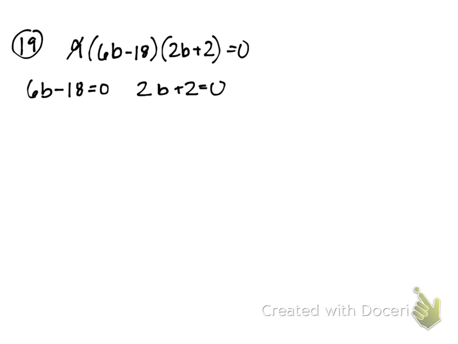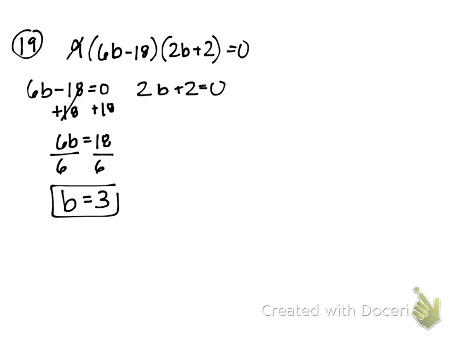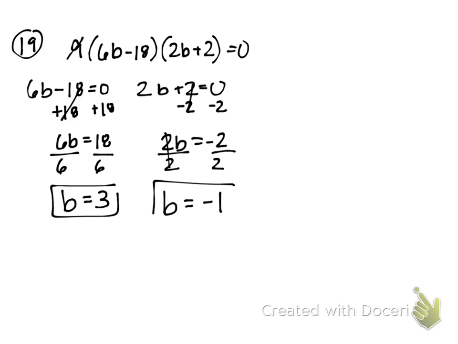So, what do we do first? Add 18. 6b equals 18. Divide by 6. B equals 3. Next problem, subtract 2. 2b equals negative 2. Now, divide. What is negative 2 divided by 2? Negative 1. It's not negative 2. It's not 0, okay? Negative 1.